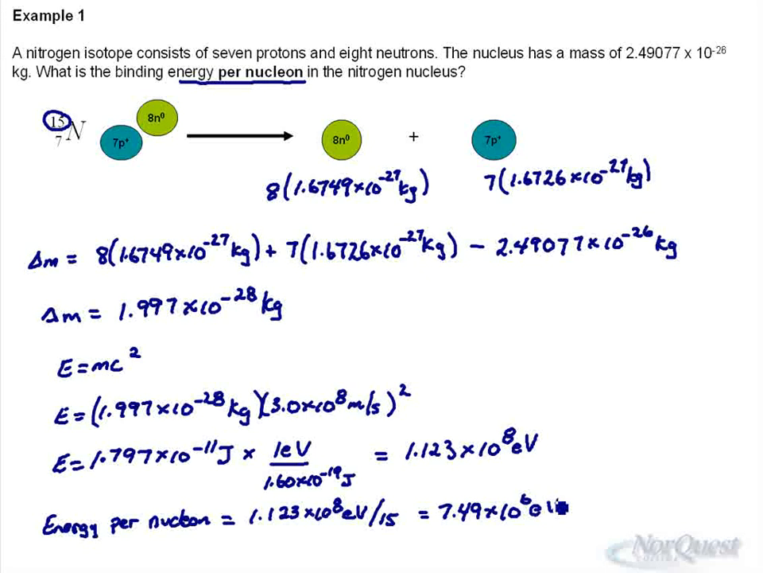So this question was asking not only for binding energy, but wanted energy per nucleon. So when you're asked that, you divide by the total number of nucleons in the reaction. And whether you leave it in joules or you leave it in electron volts is really up to you, or up to how the question and answer is written.